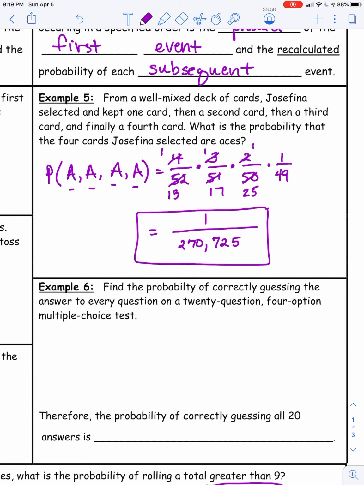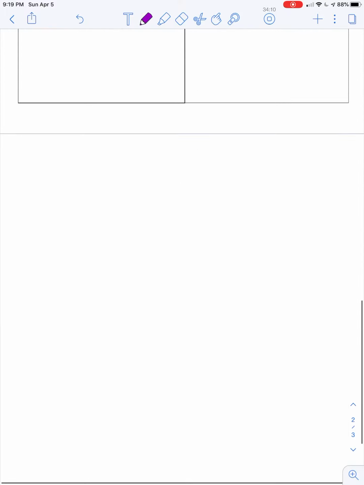Okay, let's see. I'm going to just go back down to the bottom, and then we'll come back up here and do example 6 in just a moment. So let's look at another one together. Let's think about this. What if, let me find the problem in the book here.